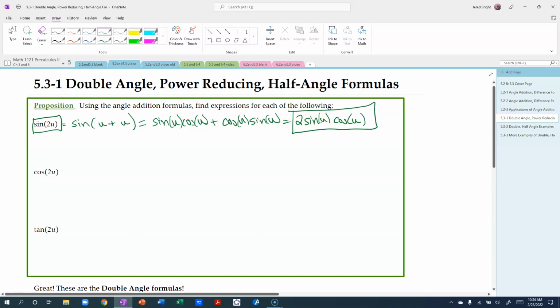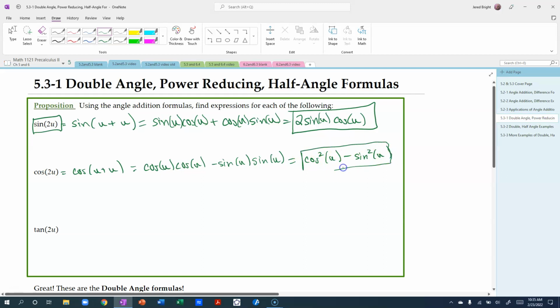If we do the same thing with cosine of u plus u, this was cosine of u times cosine of u minus sine of u times sine of u. And so this ends up being cosine squared of u minus sine squared of u. That is one version.